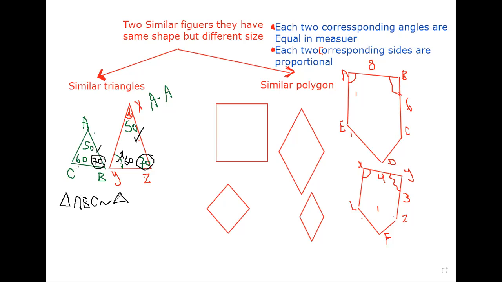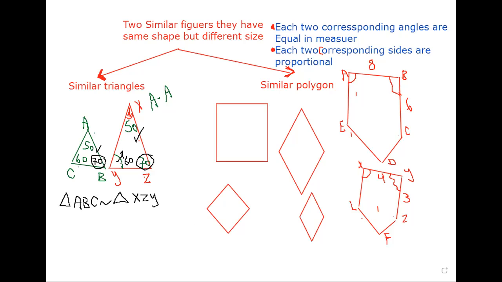No, it will not be XYZ. It will be XZY. Yes, very good. It will be XZY. Why? Because A is congruent with X, B congruent with Z, C congruent with Y. Right? Okay. So we have to write them according to the measure of each two corresponding angles.